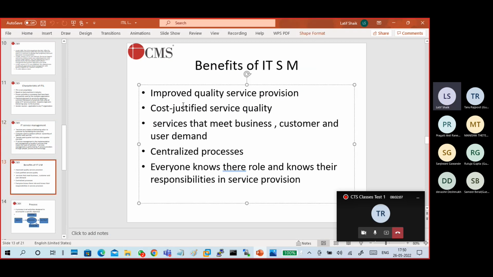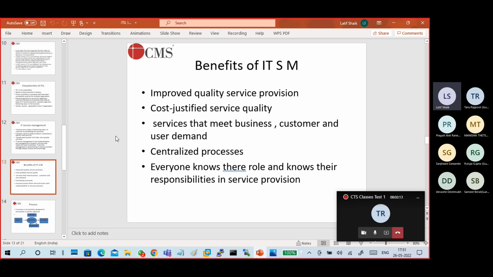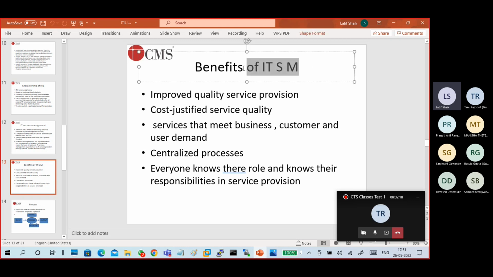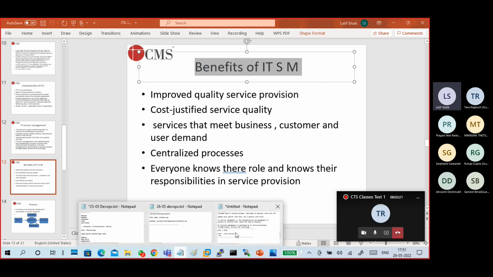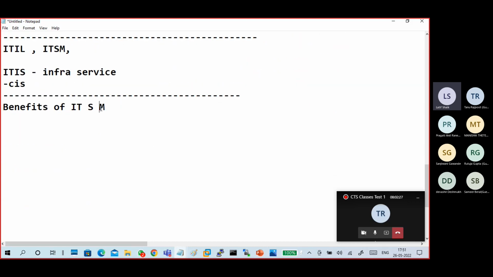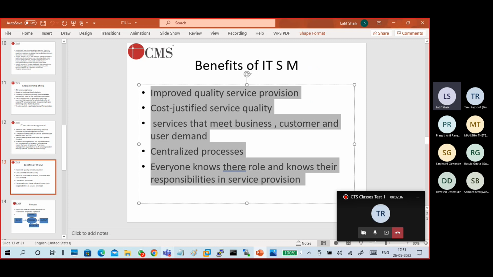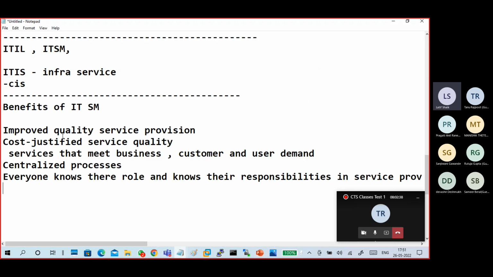Benefits of ITSM. Improved quality provision, justified quality, service that meets business, customer and user demand, and centralized process. Everyone knows their roles and their responsibilities. You have to understand your work and do it based on that only. You do not need to teach others what to do. Understand your work role and work within it. No need to say this is not my work, this is someone else's work.